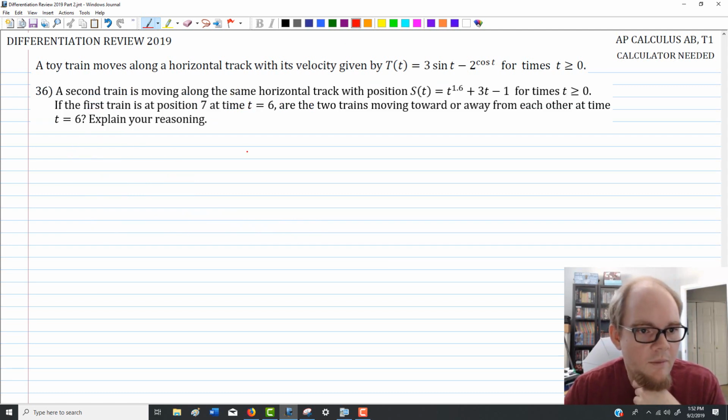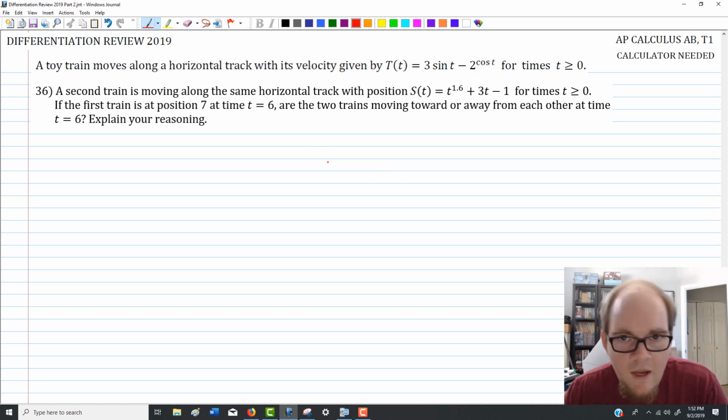Finally, the last question we're going to hit, I'm even going to celebrate with a red pen to finish this thing off. It says there's a second train moving along the same track with position S of t for t greater than 0. That seems like a terrible idea, and these trains are probably going to run into each other at some point. It then says if the first train is at position 7 at t equals 6, are the two trains moving toward or away from each other at time t equals 6?